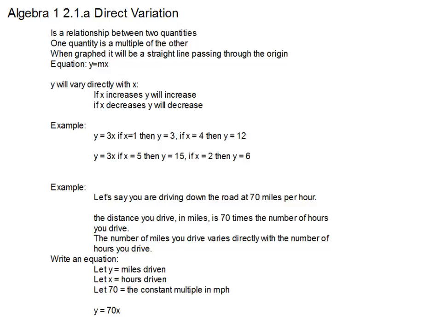If we drove for 2 hours, we would multiply 70 times 2, and that would give us 140, which would be how many miles that we drove. And if we drove 5 hours, we would multiply 70 times 5, which would give us 350 miles.